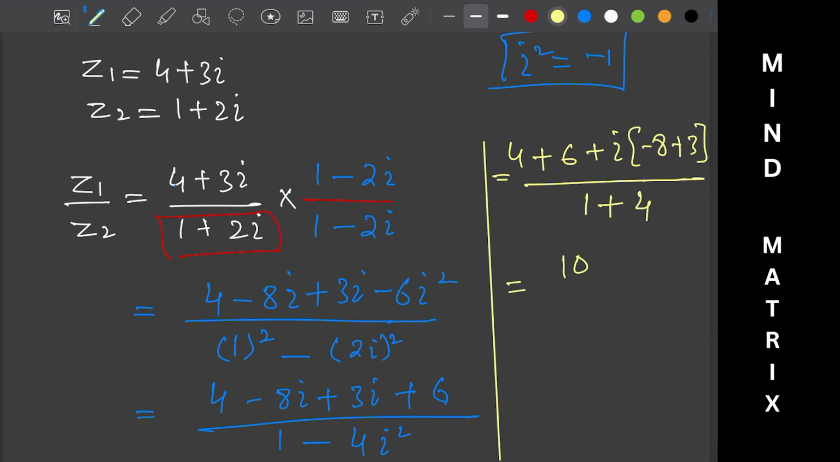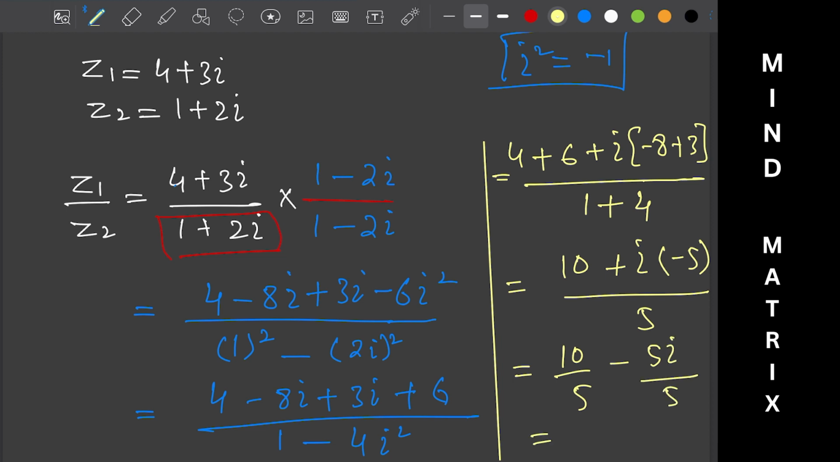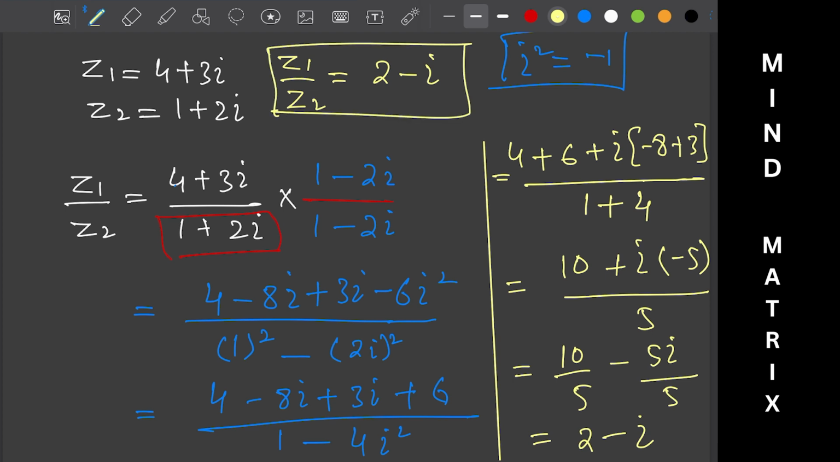So we will have 10 plus 8 minus 3 iota, and here we have minus 5 over 5. So 10 over 5 minus 5 iota over 5. So the answer will be 2 minus iota. So the division of z1 divided by z2 equals 2 minus iota. Here is the solution. So that's how we divide two complex numbers, z1 and z2.